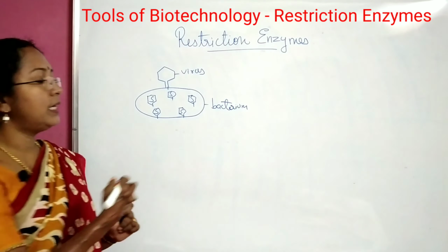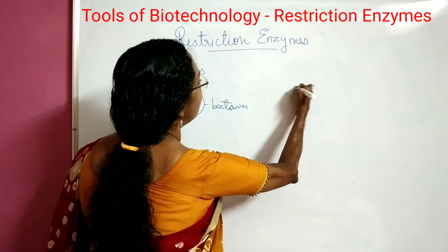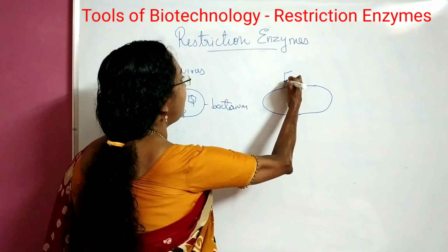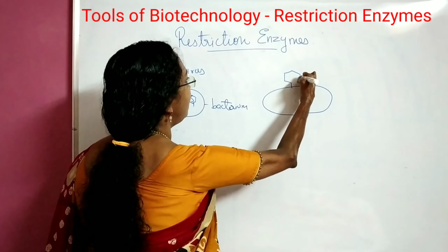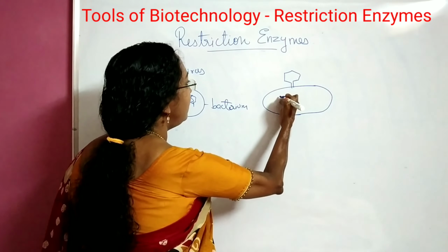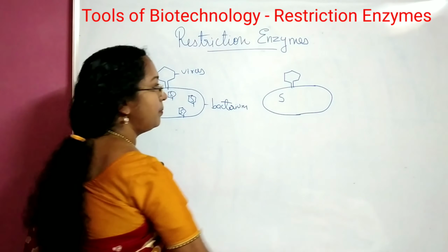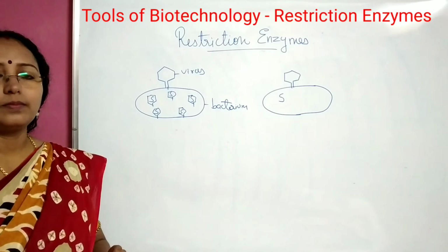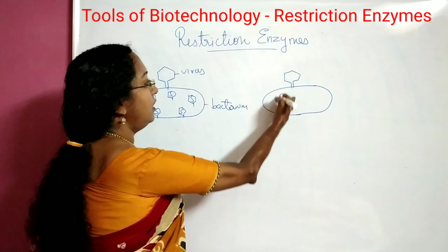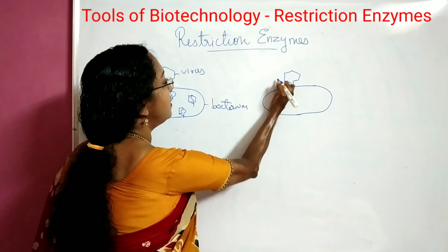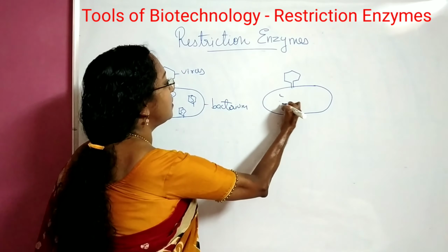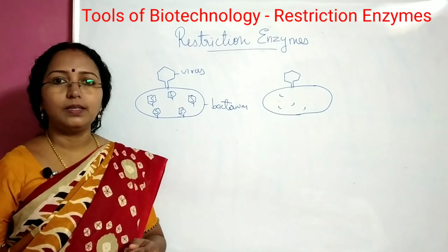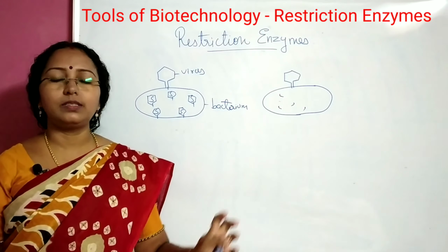Now what scientists have observed is in certain bacterium, when a particular bacteriophage is coming and inserting its DNA, this process is not happening. Instead, this DNA which has entered is cut into pieces inside. It is cut into several pieces inside and the bacteria is unaffected.